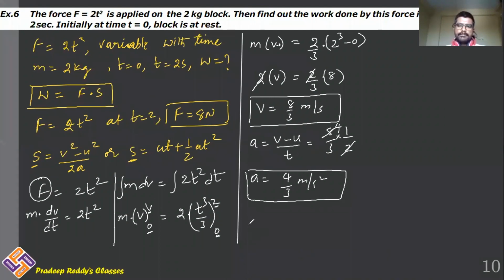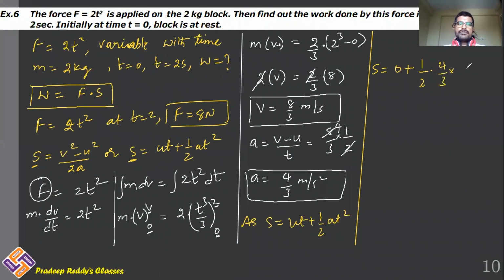We have S is equal to ut plus half at square. Substituting all the values, S is equal to u is 0 plus half into acceleration 4 by 3, time is 2 seconds, 2 square. And this gives you 2 and 2 get cancelled. S is equal to 8 by 3 meter. Displacement is 8 by 3 meter.